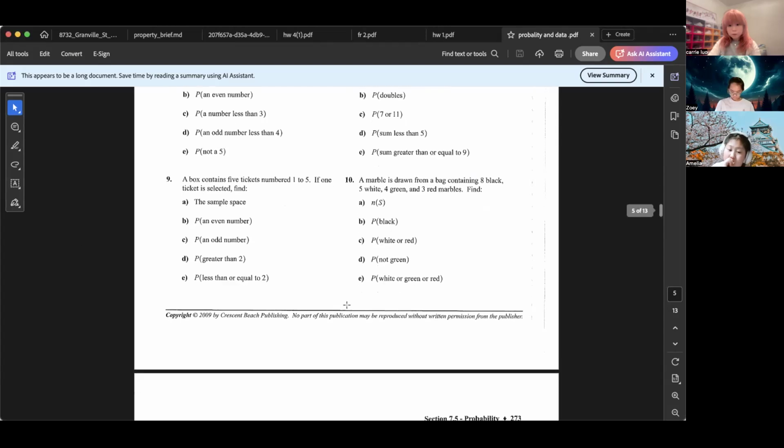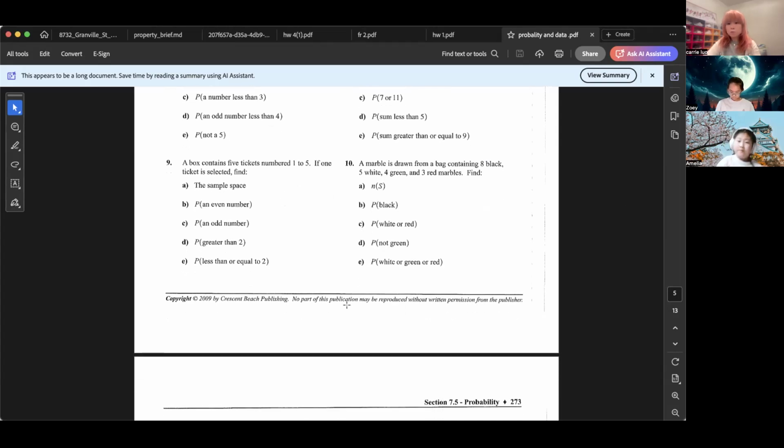I'm going to take a look at number 10, okay? A marble is drawn from a bag containing 8 black, 5 white, 4 green, and 3 red marbles. Find n of S. What is n of S? Like altogether, how many possibilities? We only pick one marble. So S basically means sample space. Yes, you're right.